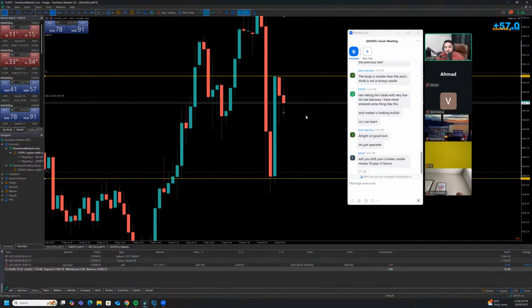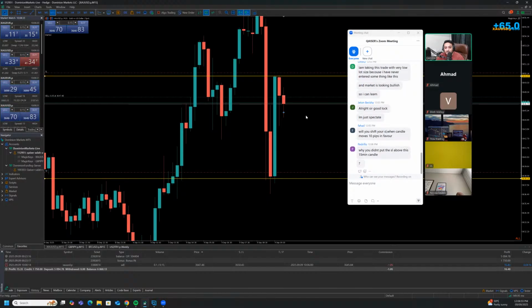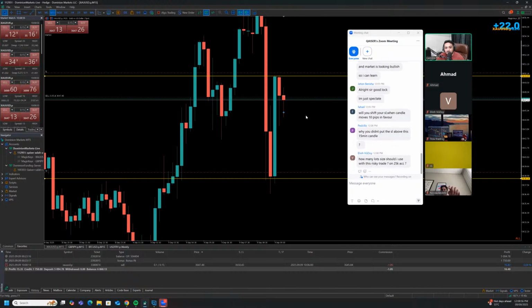The market is looking bullish, so I can learn. Okay, will you shift your SL when the candle moves 10 pips in your favor? Not in this situation, because I want to hold on with the structure, on the basis of structure. I want to hold on with this trade. Why didn't you put the SL above this 50-minute candle? Because I want to hold on with this trade. It's a free trade to me. I do not want it to hit my SL, so I will keep my SL above the previous candle high. I'm not going to lose anything.